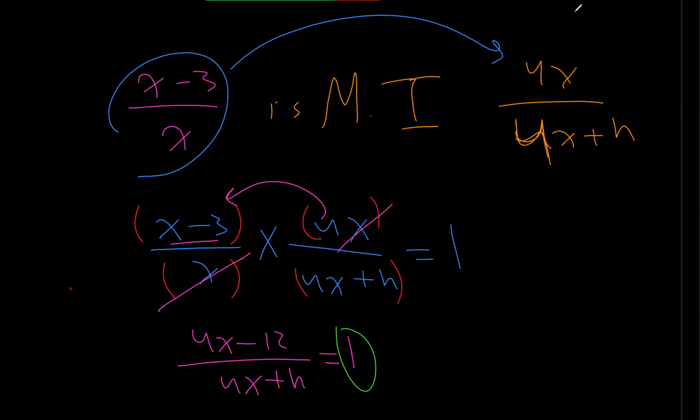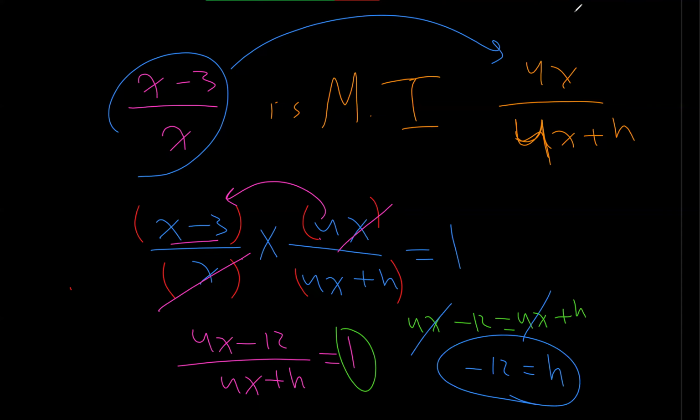So that means the numerator, which is 4x minus 12, has to equal the denominator, 4x plus h. So denominator equals numerator. As you see here, you can cancel this 4x by this 4x. When you send one 4x to the left side, it's going to be negative 12 equals h. So h equals negative 12. This is one way to solve.